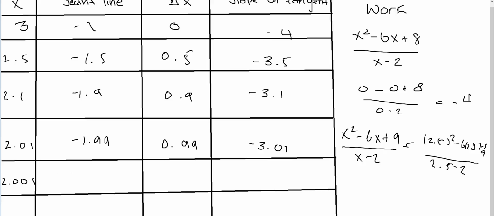2.001, and we're just going the extra mile here. And we know that our slope or our secant line is going to be negative 1.99. Our change in x is 0.999, and our slope of the tangent is going to be negative 3.001, and that looks darn close to negative 3 and negative 2 to me.